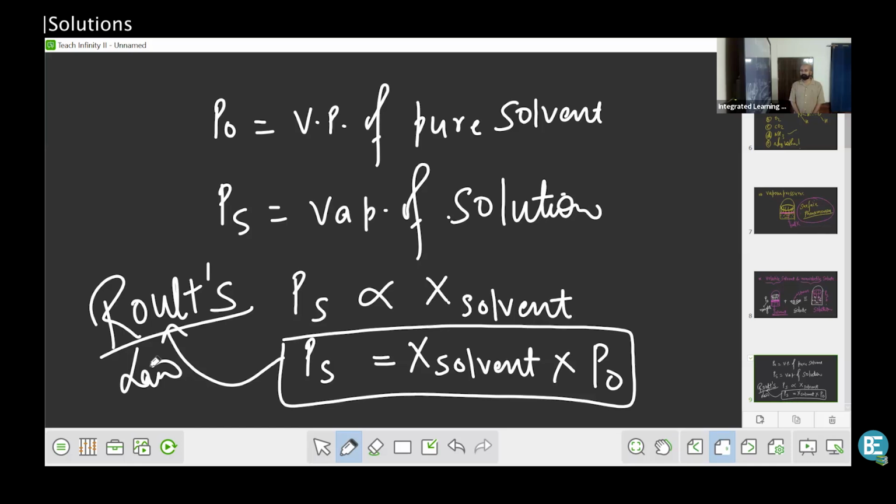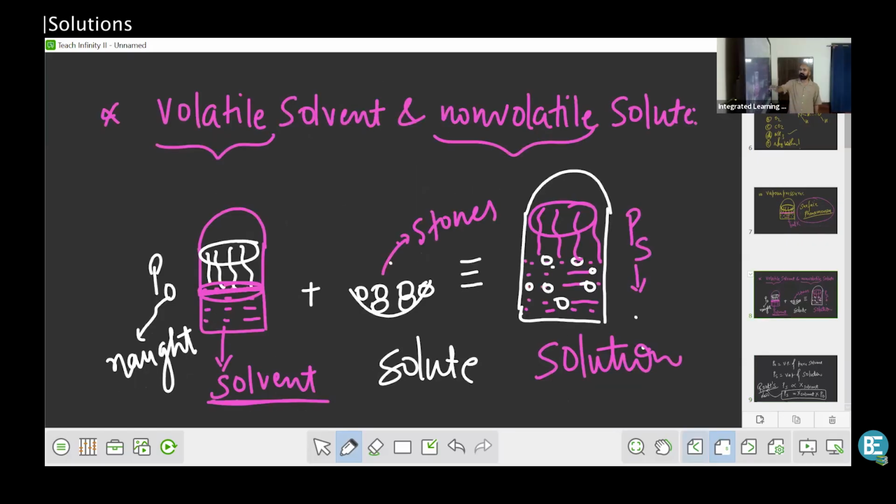Is it clear, everyone? Any doubt? Why did we take mole fraction of solvent? Because out of two things, one was a stone. This is the solute. Solutes are stone or non-volatile, so their mole fraction does not make much sense. So what is important here? The mole fraction of solvent.